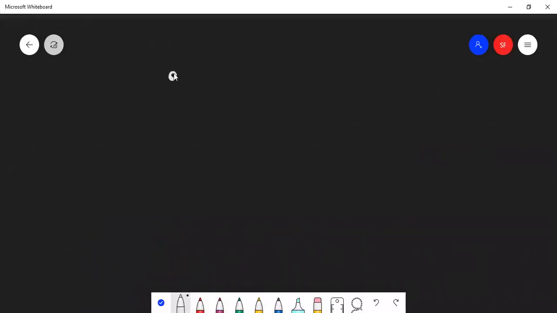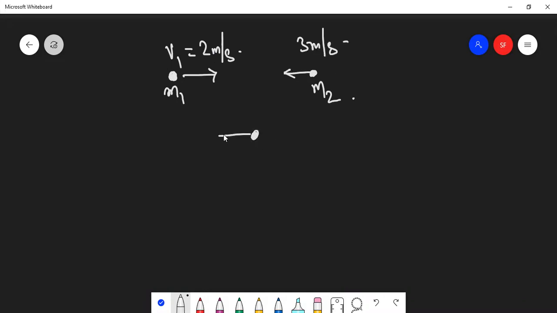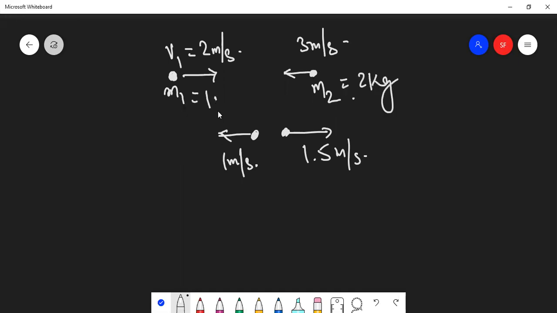After this, we did momentum as well in the last class, if you remember. So if I have two bodies moving towards one another, this is the mass m1, this is the mass m2, moving with a velocity v1 of, let's say, 2 meters per second, and this one moving with a speed of 3 meters per second. After collision, the mass m1 moved in the opposite direction at a speed of 1 meter per second. This other mass moved in the other direction with a speed of, let's say, 1.5 meters per second. m1 is 1 kg, m2 is 2 kg.